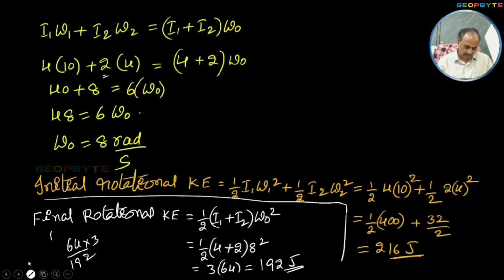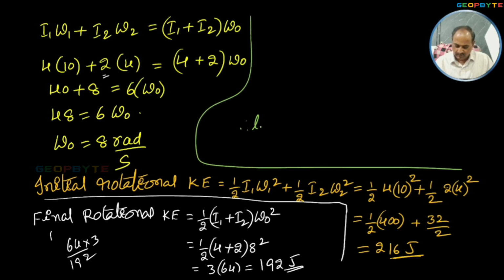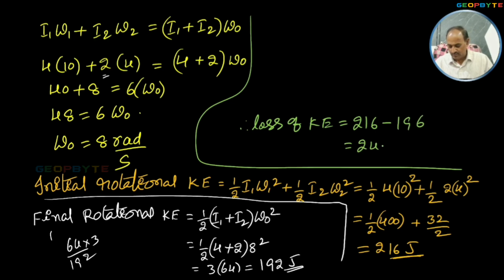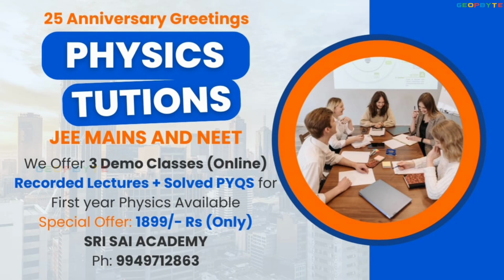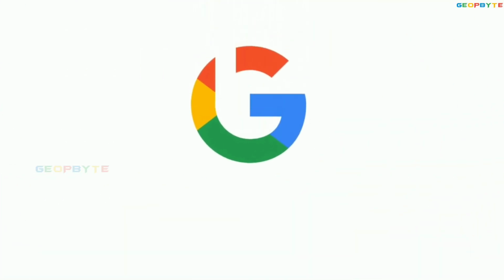Therefore, he is asking the loss of kinetic energy. Let me write here: loss of kinetic energy equals initial kinetic energy 216 minus final kinetic energy 192. You simplify this value for getting 24 joules. That is the loss of kinetic energy. The answer is 24. I hope all of you clearly understood. Understood or not? Yes. Geobyte.